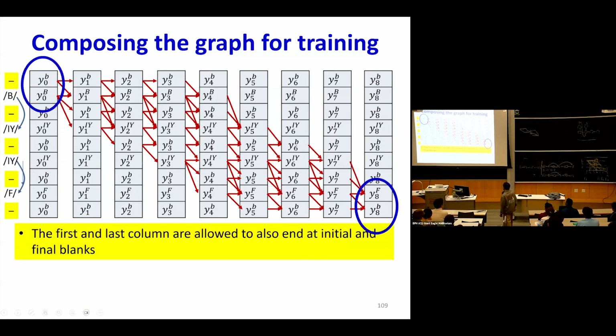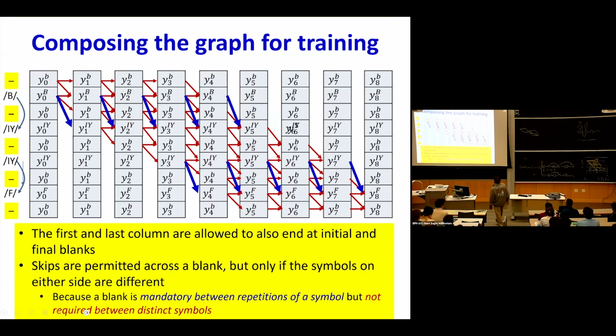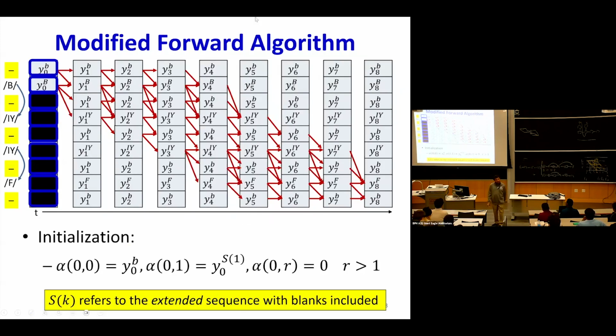And so now this is easy. I've just observed that we have allowed a blank before the first Burr and after the last. Skips are permitted across a blank, but only if the symbols on either side are different. That's about it. And so here's what the forward algorithm is going to look like. I compute alphas for the first two nodes, and the rest of the alphas are set to 0.